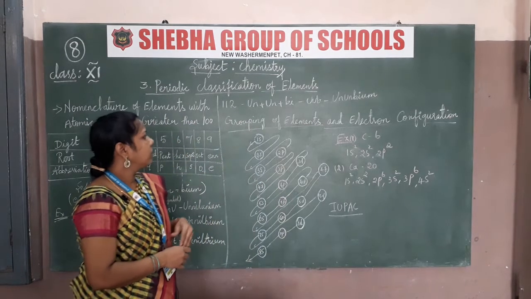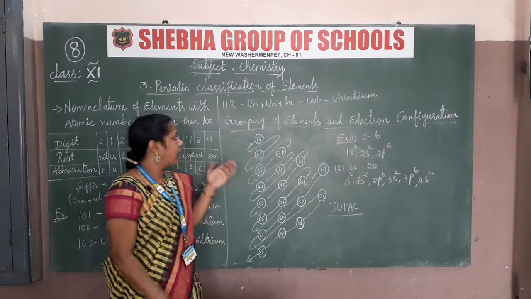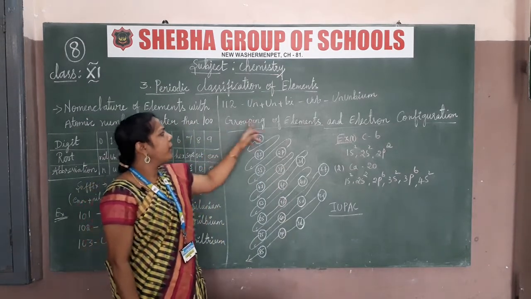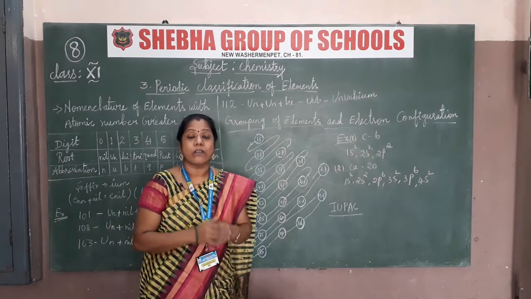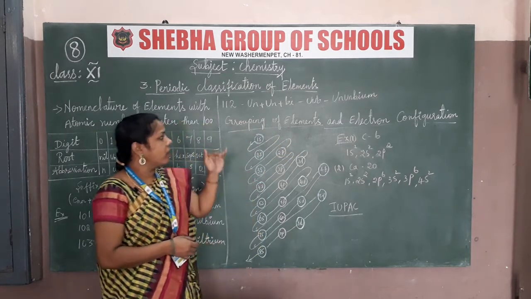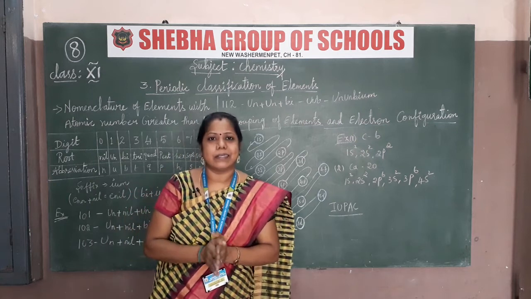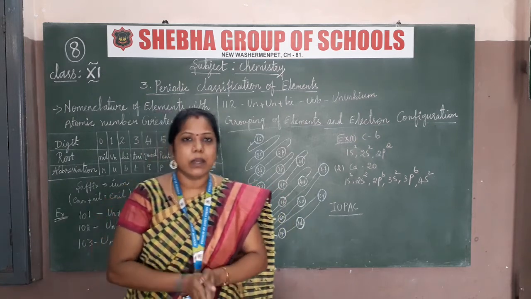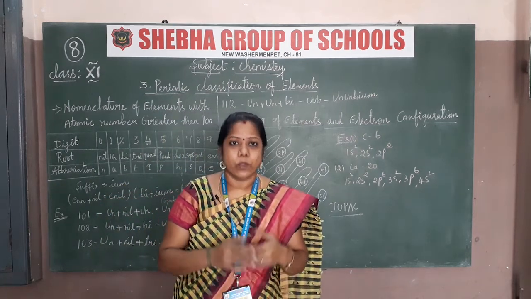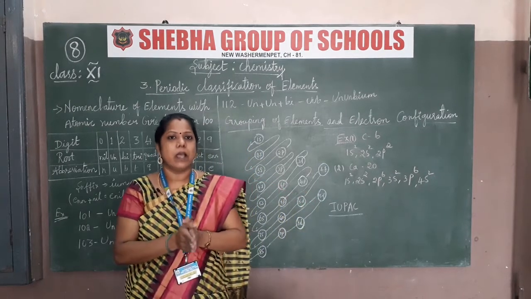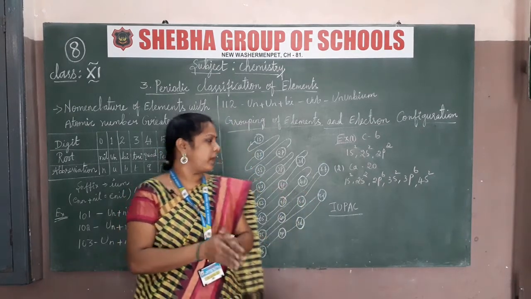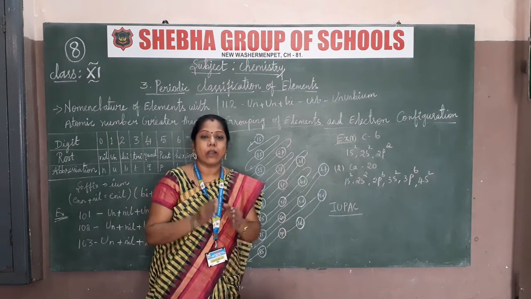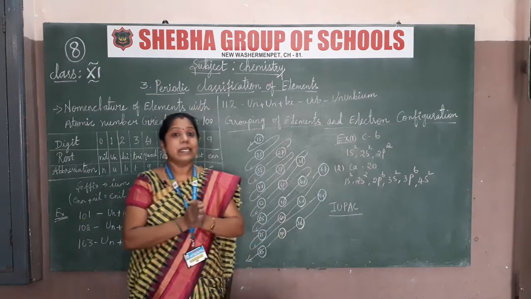Move on to the next concept, which is grouping of elements and electronic configurations. What is the grouping of elements and electronic configuration? That is the most important thing to learn about the periodic table. I am going to explain the periodic table, and before that I want to explain how to write electronic configurations by an easy method.